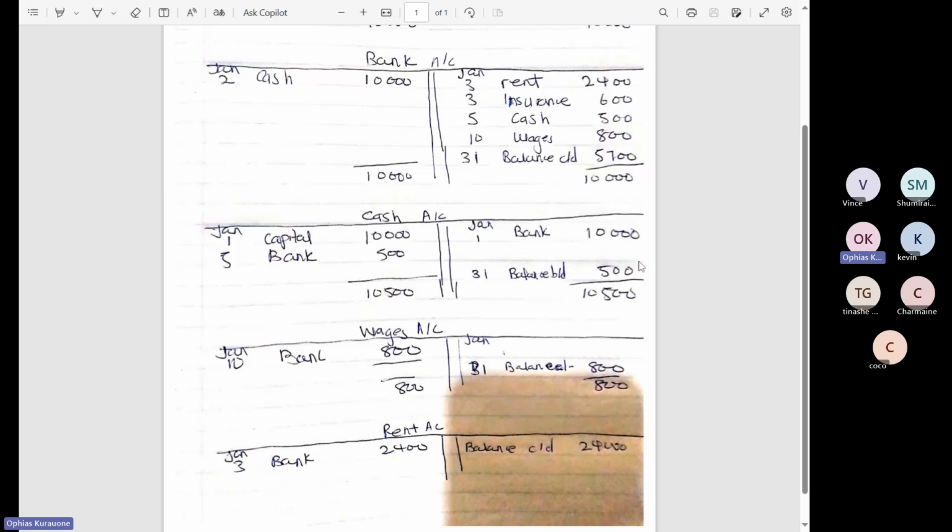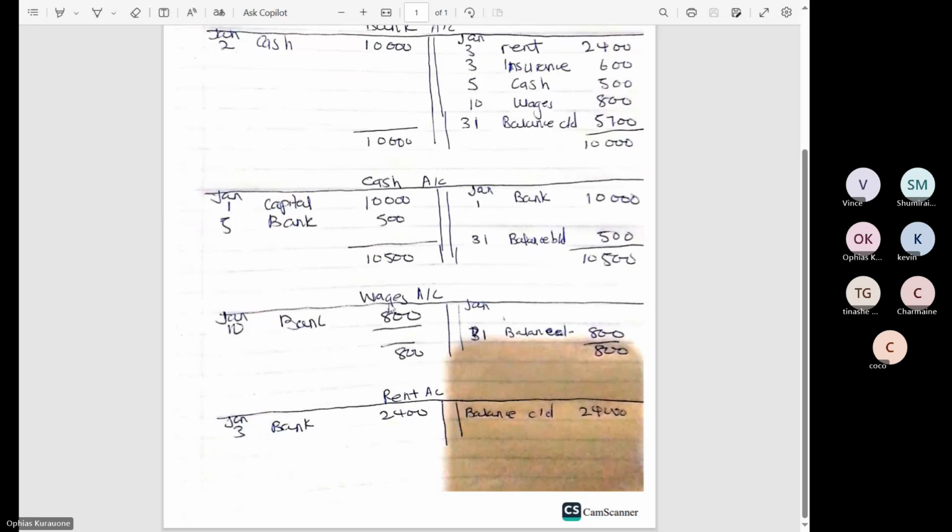Then the balance brought down 500, which was in the safe. Then the wages account. We say they received from bank 800, so the balance carried down is 800. Rent account, it received 2,200 from bank, then the balance carried down 2,400. So all these balances carried down are the amounts which you are supposed to record on your trial balance.